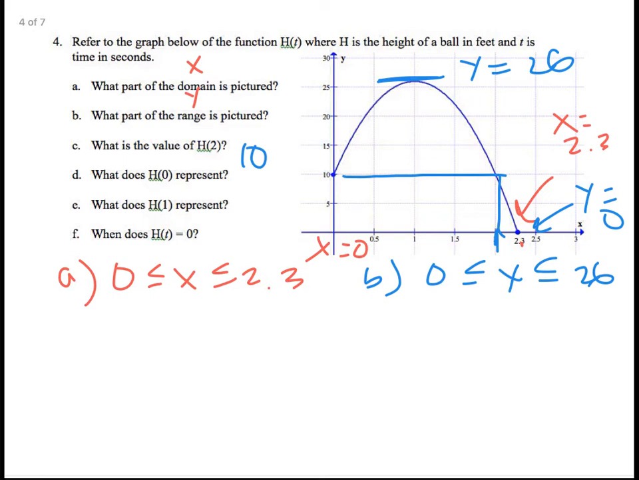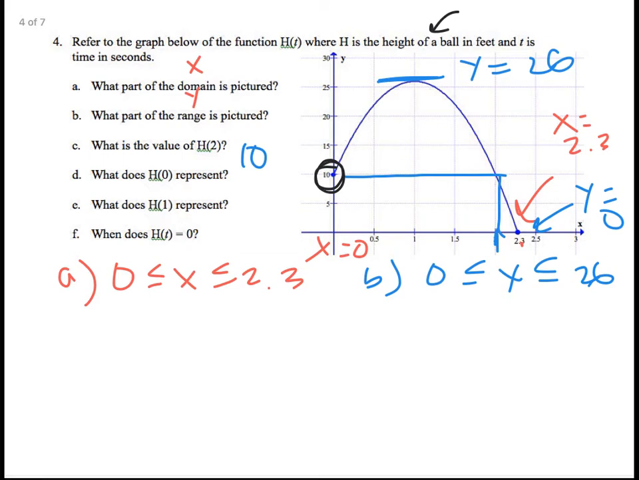D says what does h of 0 represent? So h of 0 is this first point right here. Our input 0, or our x is 0, and our output's 10. Well, if we're talking about the height of a ball, which it tells us up there, h of 0 is the initial height that the ball is kicked from. So at 0 seconds, when the ball is just getting kicked, we're at a height of 10.